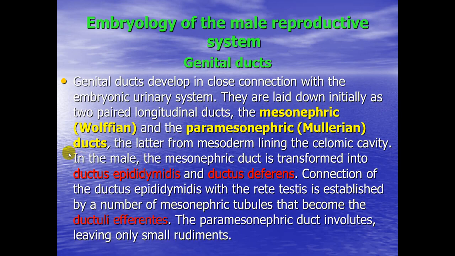But in male reproductive organs, the mesonephric duct is transformed into the ductus epididymis and ductus deferens. Connection of the ductus epididymis with the rete testis is established by a number of mesonephric tubules that become the ductuli efferentes.